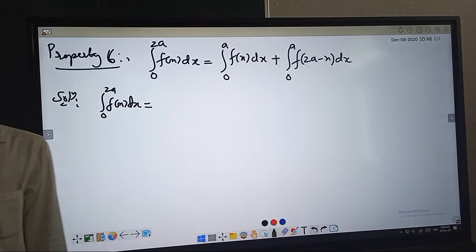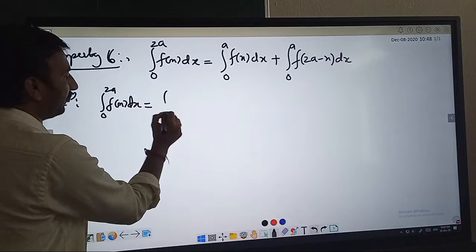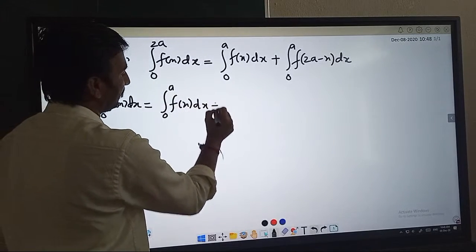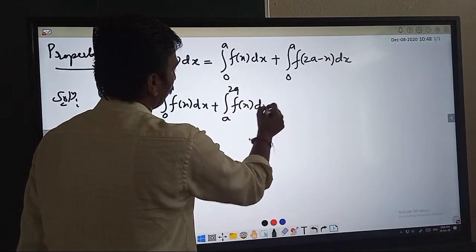Generally property number 3 tells us you can write like this: integral from 0 to A of f of x dx plus integral from A to 2A of f of x dx. Correct?